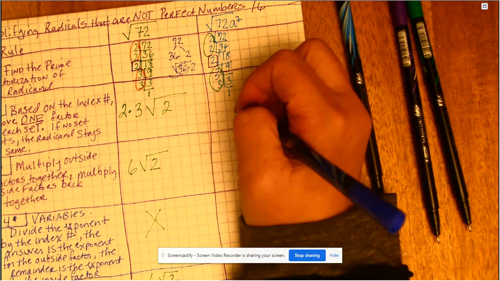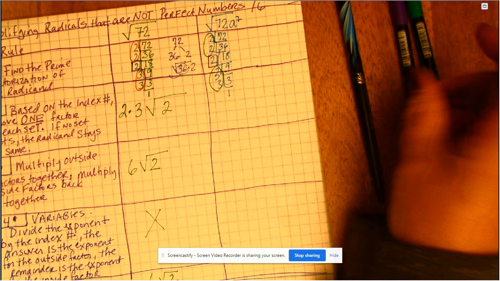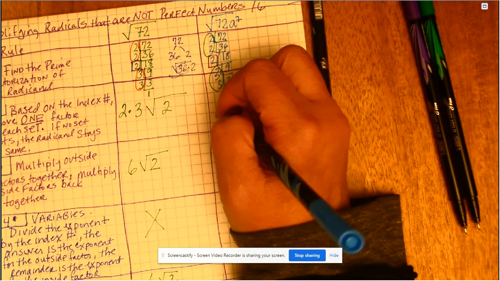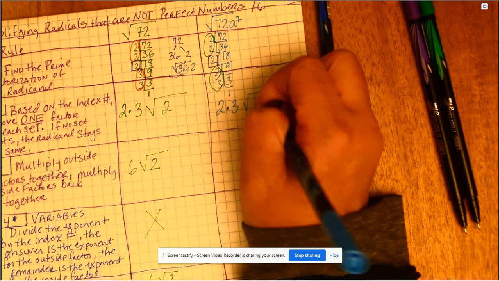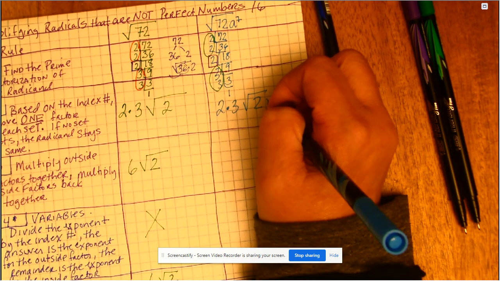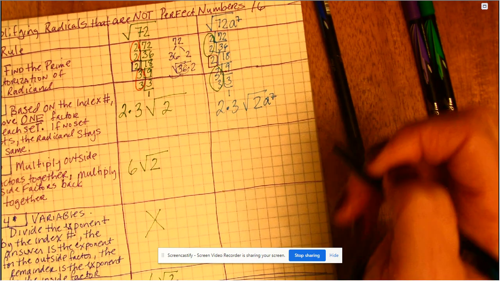So coming down here, we'd still have 2 times 3 radical 2, and then I still have a to the 7th. I haven't done anything with that yet.